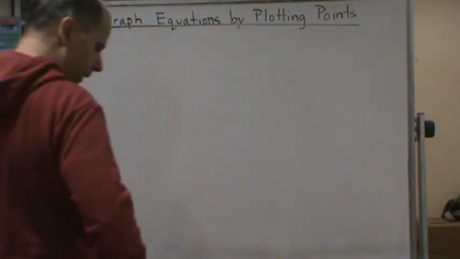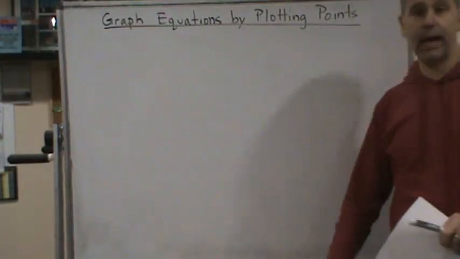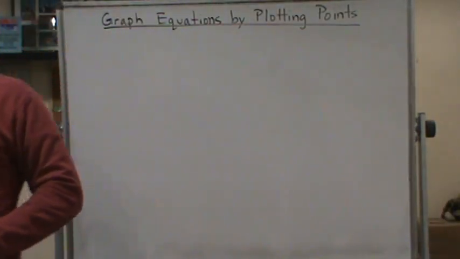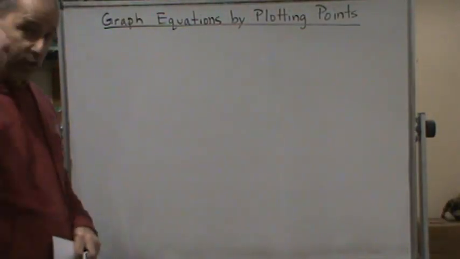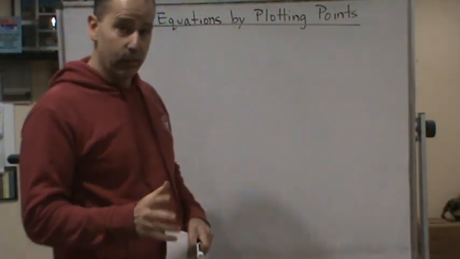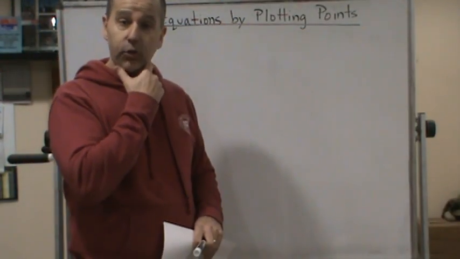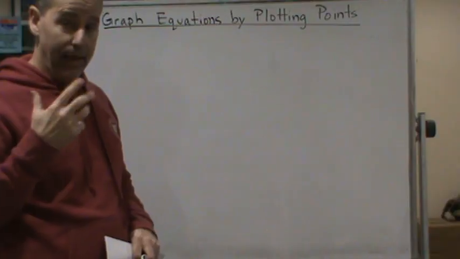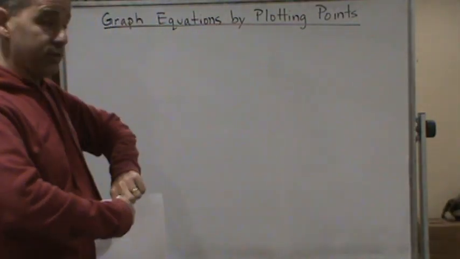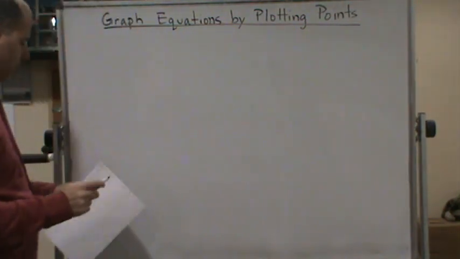All right, welcome. And now we're going to talk about plotting or graphing equations by plotting points. If we understand that an equation is a relationship between two variables, and we can represent that relationship algebraically, we've seen examples of that. And we can also represent that relationship using a graph. One way is to plot points to show. So let's look at an example or talk more about it.